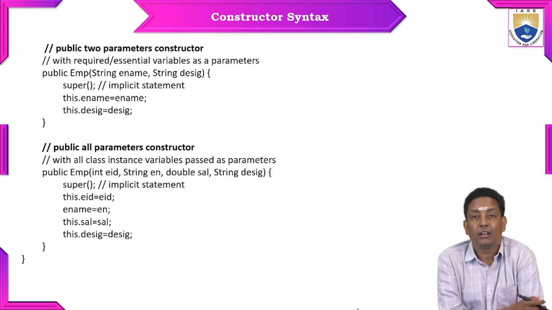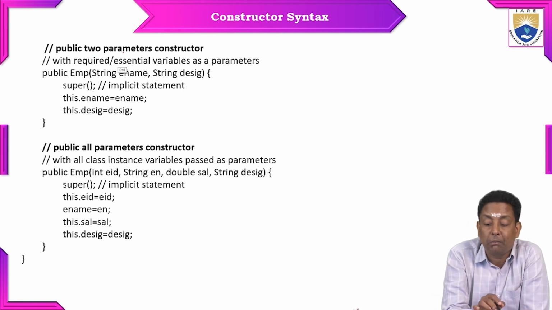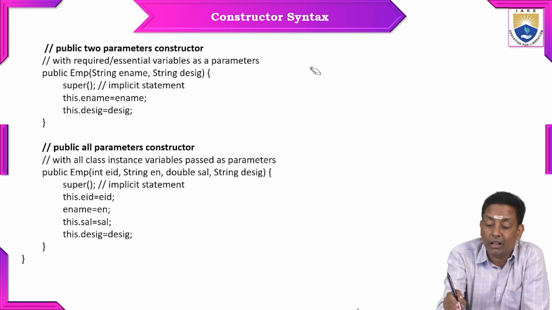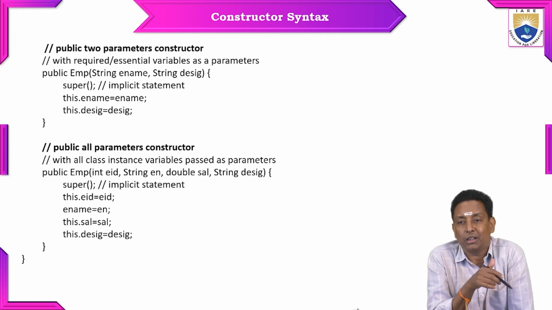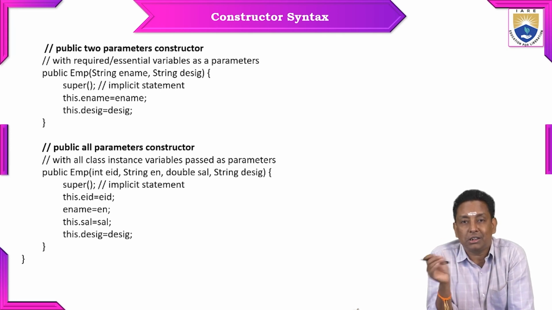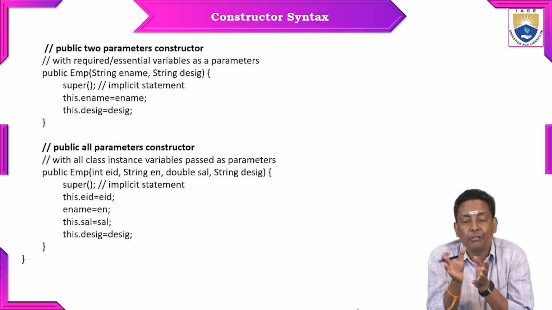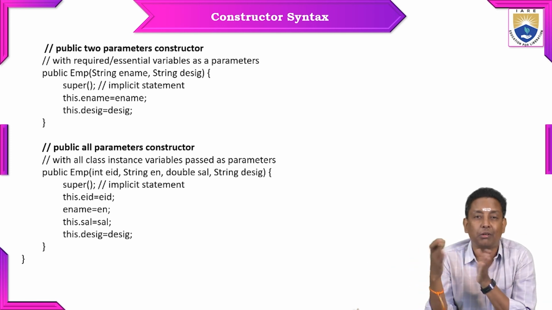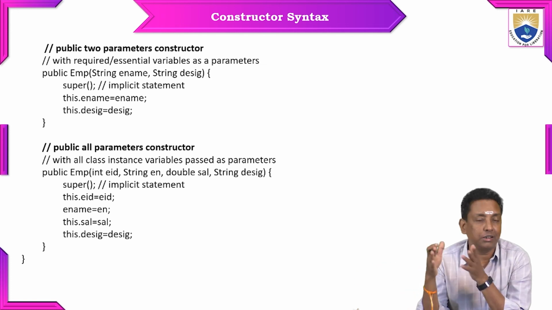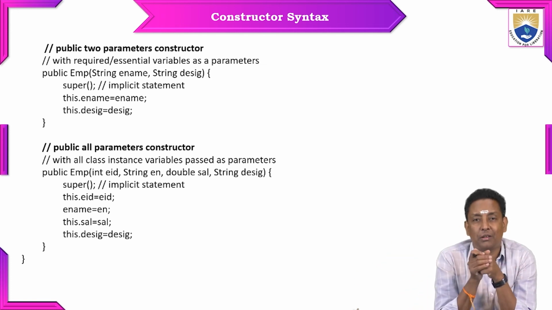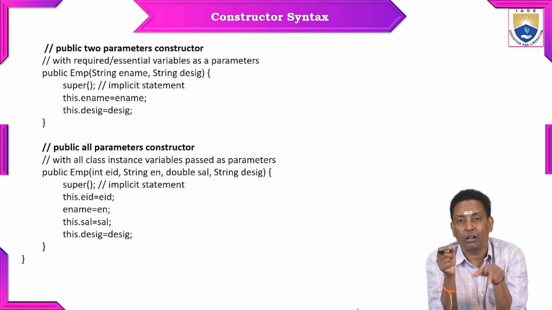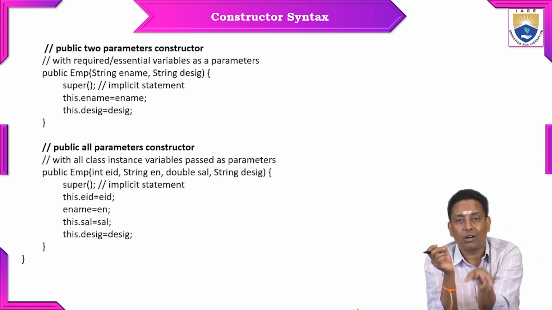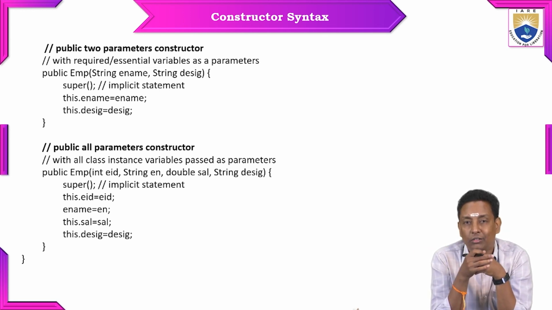Next, we are writing a two parameter constructor, a public two parameter constructor with required or essential variables as parameters. An employee class may consist of 15 to 20 properties, but to create an ideal employee object, only employee name, designation and salary, probably 3, would be enough. Other details like number of attendance days, leaves, absences, we don't want. We just want to display a report, like who the available employees are, what their designation is, and what the salary is. We want to take a printout of all the employees.